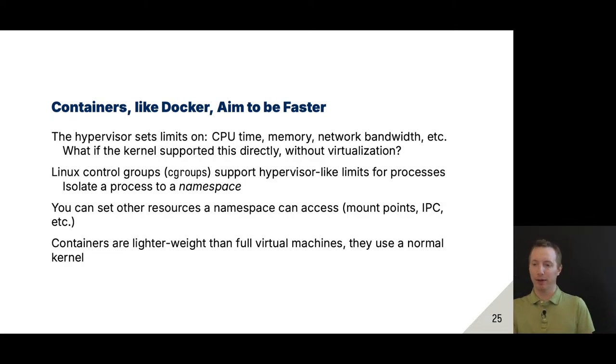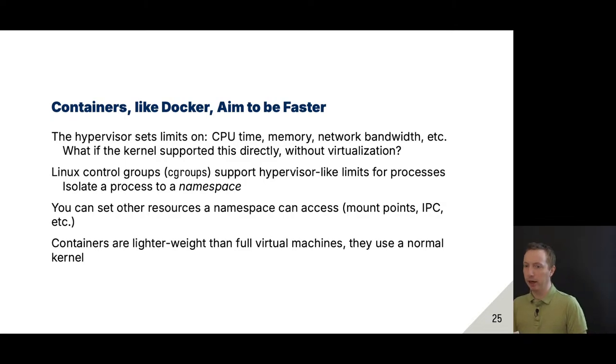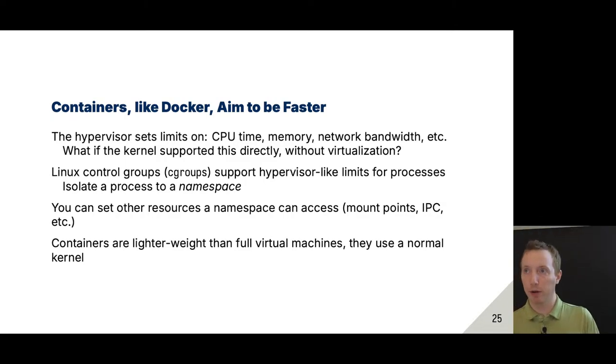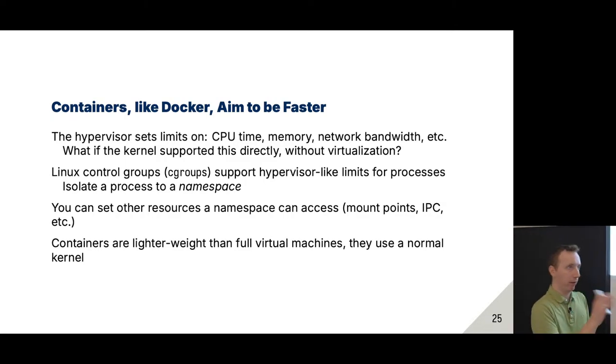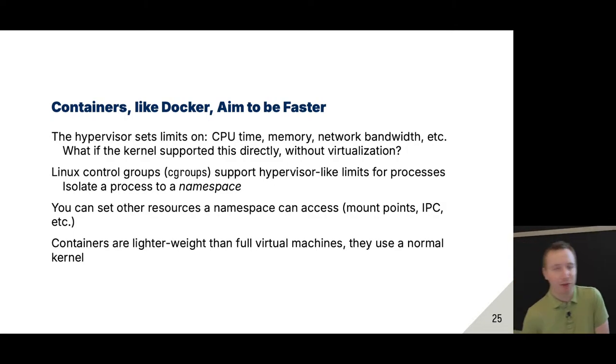The hypervisor can set limits on CPU time, memory, network bandwidth, and things like that. So that's another reason you would use virtual machines. But nowadays, the Linux kernel supports things like that directly without virtualization. Linux has something called control groups. That's part of the kernel API, or the system call interface, that supports hypervisor-like limits, but for processes. So you can isolate a process kind of like you can isolate a virtual machine, except instead of each virtual machine having its own kernel, all of the containers are sharing the same kernel. You can also set other resources for a namespace, like mount points, meaning what directories it can access, and what IPC it can access, things like that. So containers are basically just a lighter weight virtual machine because they all share the normal kernel.